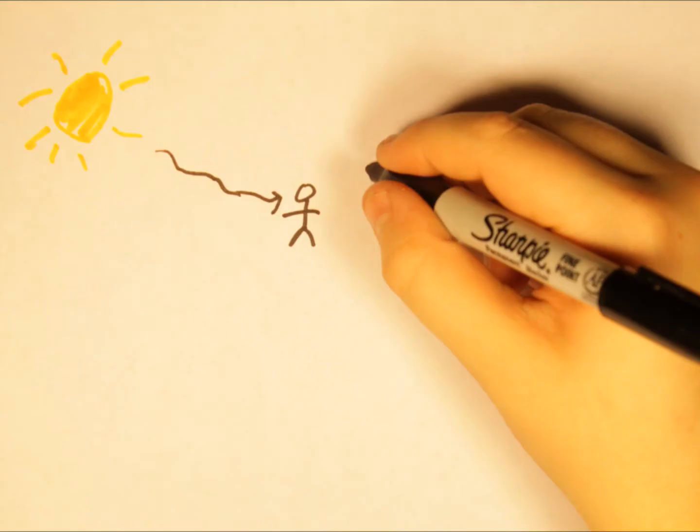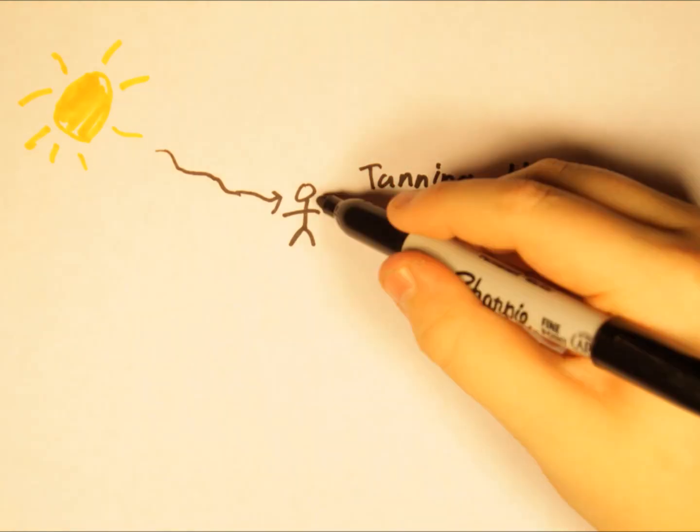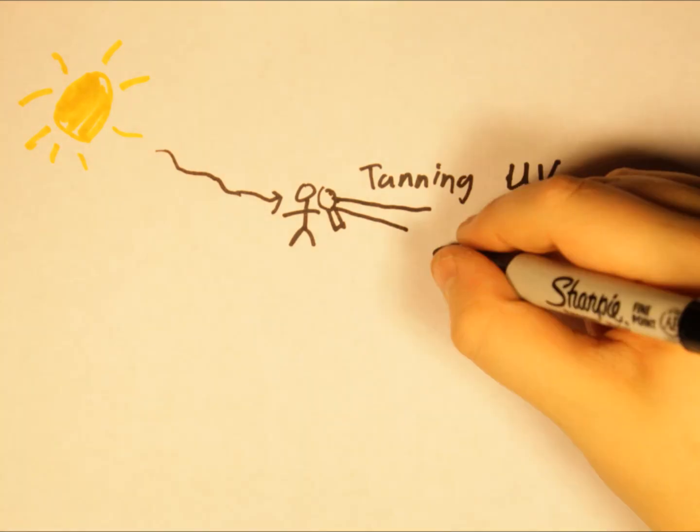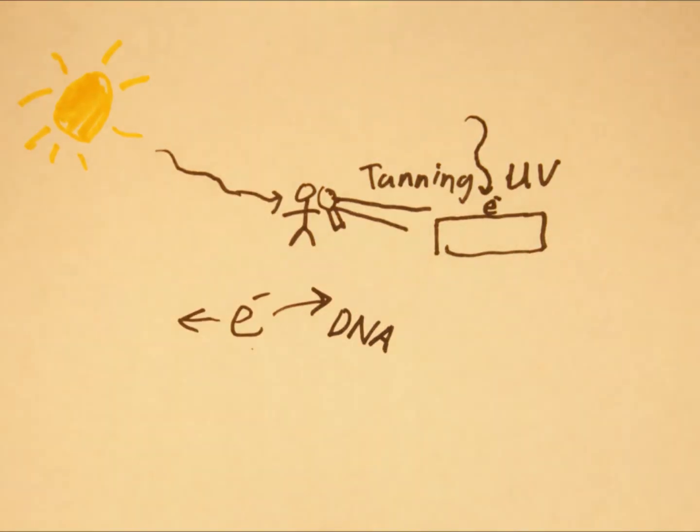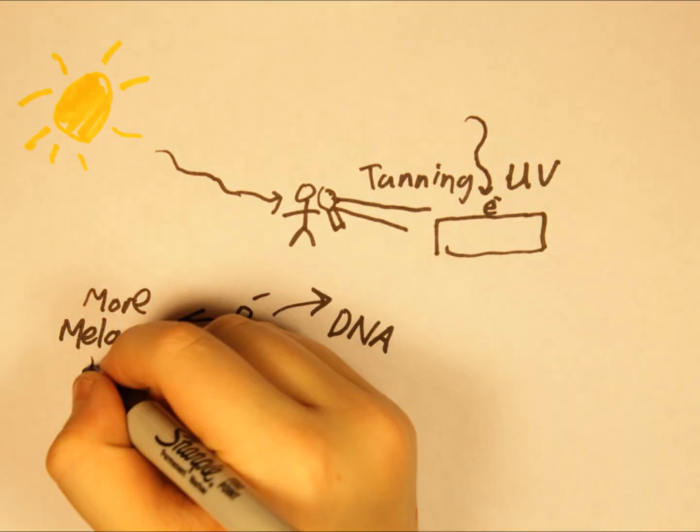This effect can actually cause you to get tanner, because the electrons in your skin move around and jostle your DNA. But your body wants to block that, so it produces melanin, which darkens your skin and protects you from light.